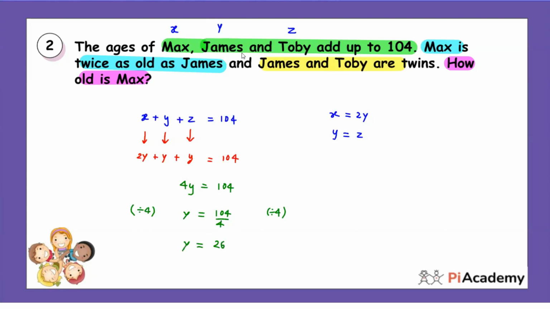And who is Y? Y is James. But what are we looking for? We are looking for Max. And who is Max? Max is X. Once you know the value of Y, you can substitute in this equation. So X equals 2 times Y, which is 2 times 26. Double of 26 is 52, right? So this is all about this question. How old is Max? The answer is 52 years.